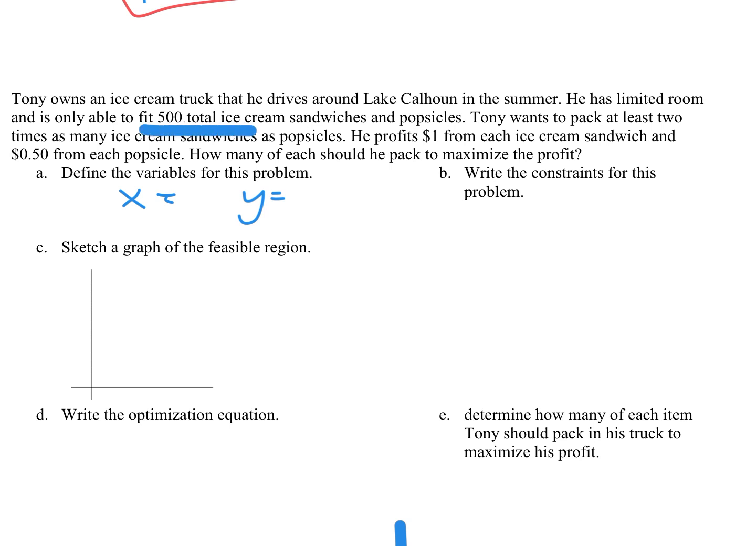50 ice cream sandwiches and popsicles. Okay, the first thing was 500. Ice cream sandwiches were the first thing mentioned. 500 is their total. So I'd make ice cream sandwiches X.